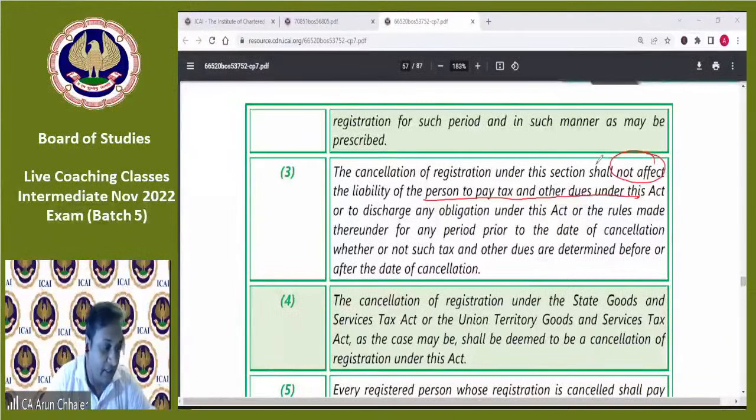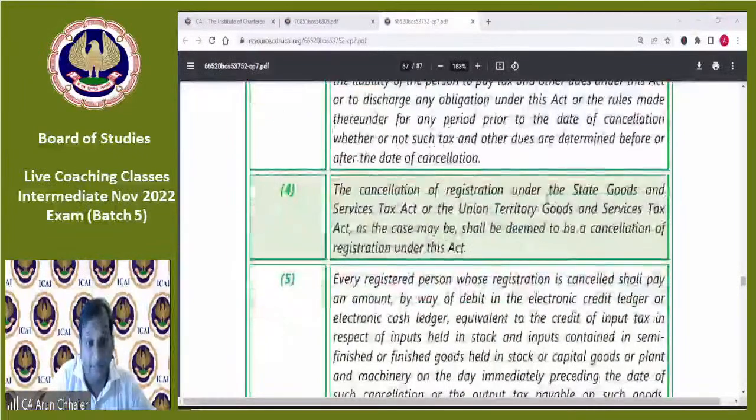Under section 10, Karthik, quarterly return is required. So tax paid will be of 1 month or 1 quarter, 3 quarters. Karthik, 3 quarters. It means 9 months.